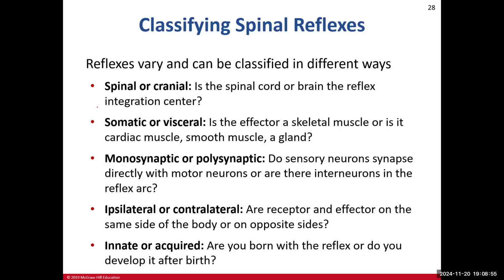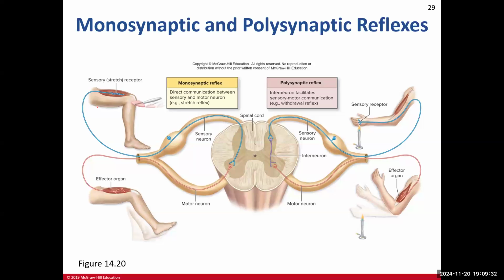Ipsilateral, contralateral. If it's ipsilateral, that means the stimulus occurred on the same side of the body as the effect. If it's contralateral, that means the stimulus is on one side and the effect is on the opposite. And then finally, you have innate and acquired. Innate is what you're born with, like the Babinski reflex in babies, that's a reflex for them. That rooting reflex that I was just telling you about, those are innate reflexes. Acquired is what you're going to develop as you age, as you grow. So those are the different ways that we can classify those reflexes.